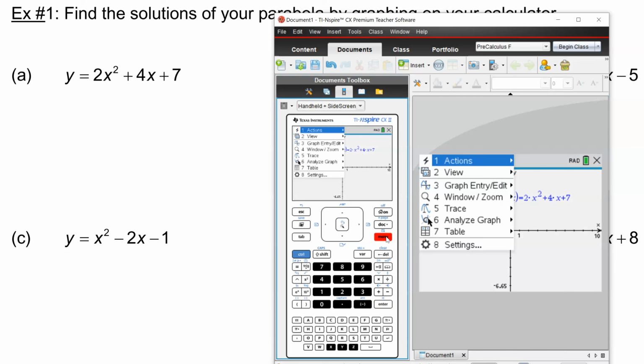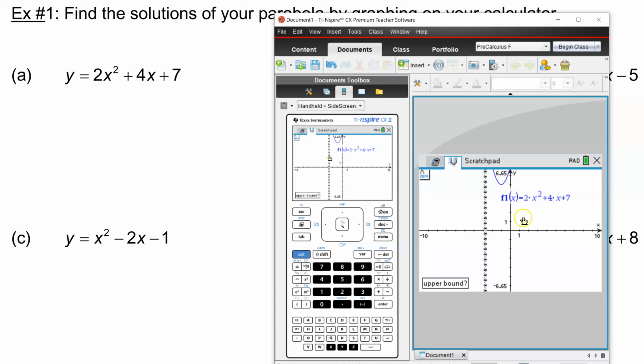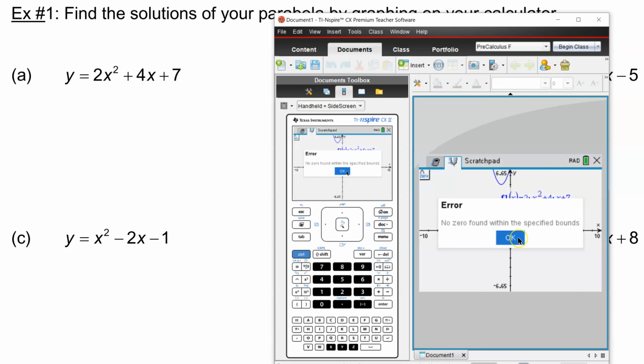Yeah, so we know it's going to be 0. Let's see, what will our graph do if I try to find a 0? Ah, it literally tells you no zeros. So if you try to do it, it will tell you none found.